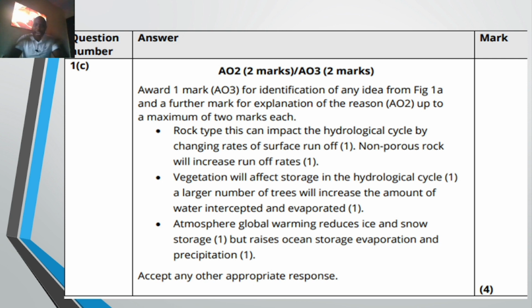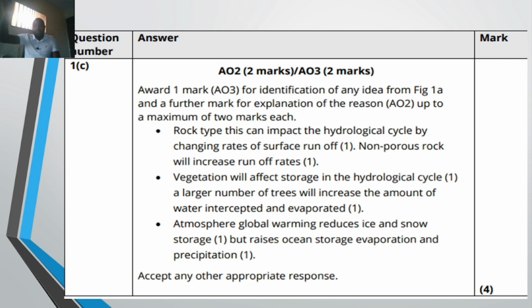Think of having a lot of trees, and we talked about interception being one of the stores. So it affects storage in the hydrological cycle because when you have so many trees, that means we have so many branches and leaves that will intercept that water. So that's why I've given an idea that vegetation will affect storage in the hydrological cycle. It will affect the storage because when we have interception, water won't reach the ground.